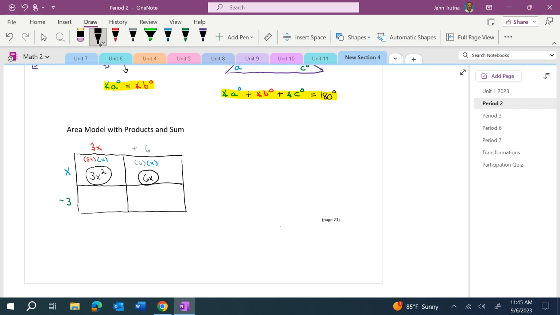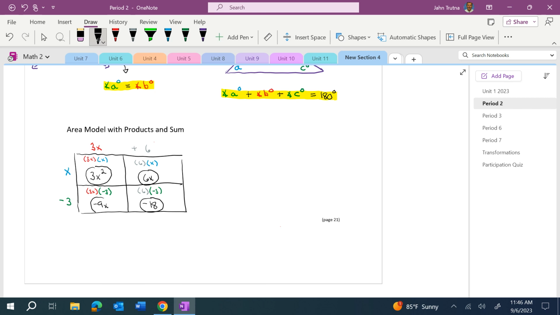Moving to the bottom right rectangle, I'm going to take the length of the bottom right rectangle, which is positive 6. I'm going to multiply that with the width, which is negative 3. 6 multiplied with negative 3 is negative 18. So the area of the bottom right rectangle is negative 18. Moving over to the bottom left rectangle, I'm going to take the length of the bottom left rectangle, which is 3x. I'm going to multiply that with the width, which is negative 3. 3x multiplied with negative 3 is negative 9x.